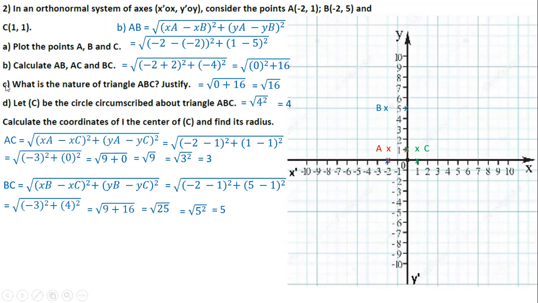Let us look at part C. What is the nature of triangle ABC? We should justify. What is the kind or nature of triangle ABC? Is it right? Is it isosceles? Is it equilateral? Here we have 3 sides: AB is 4, AC is 3, BC is 5.